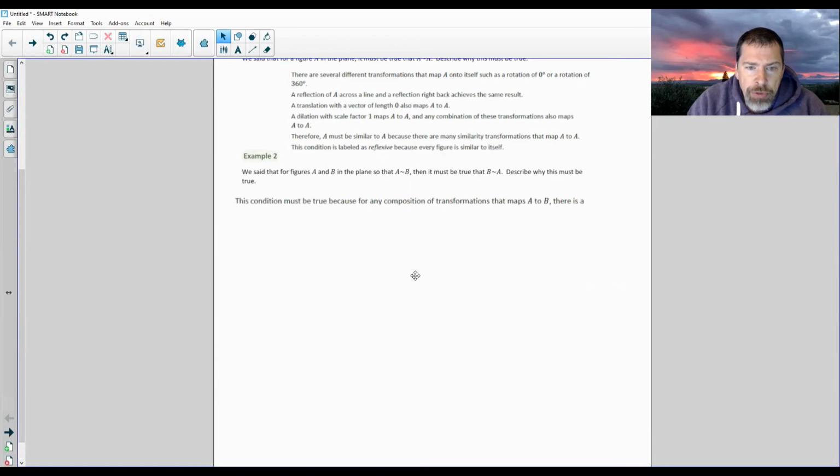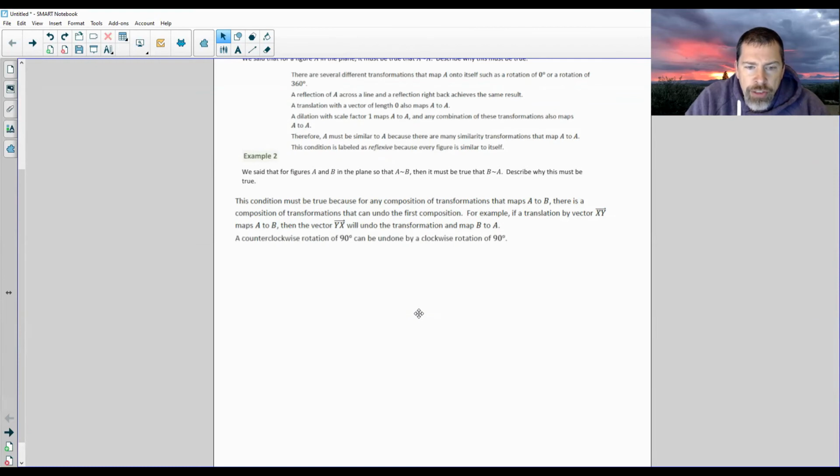This condition must be true because for any composition of transformations that maps A to B, there is a composition of transformations that can undo the first composition. For example, if a translation by vector xy maps A to B, then vector yx will undo that transformation and map B back onto A. A counterclockwise rotation of 90 degrees can be undone by a clockwise rotation of 90 degrees. We just keep rotating back and forth. It's kind of like a washing machine agitator.